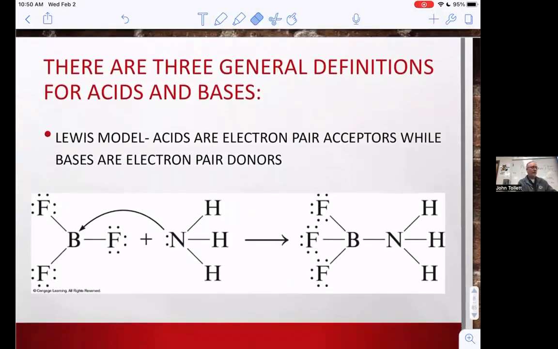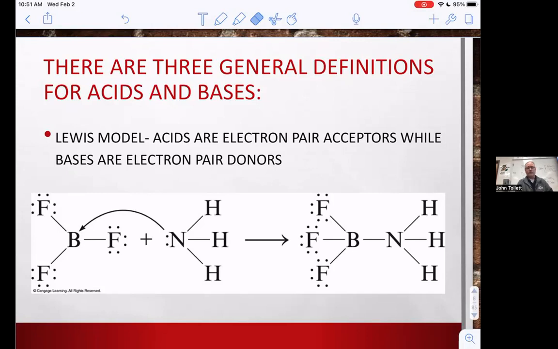So here, the last definition that we're going to use is the Lewis model. Lewis, we really don't use in AP chemistry. There's a kind of a movement away from using it, even though it explains acid and base theory perfectly. Things that accept electron pairs are going to be acids, and things that donate electron pairs are going to be bases.